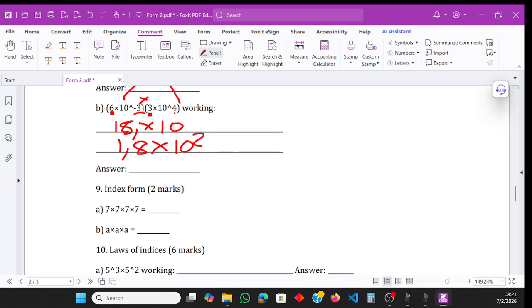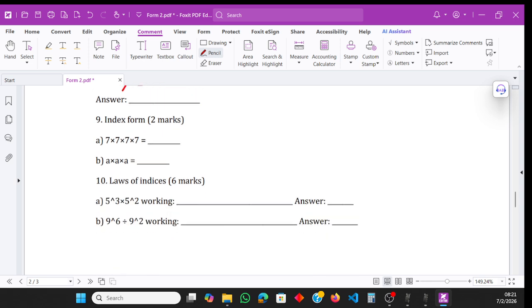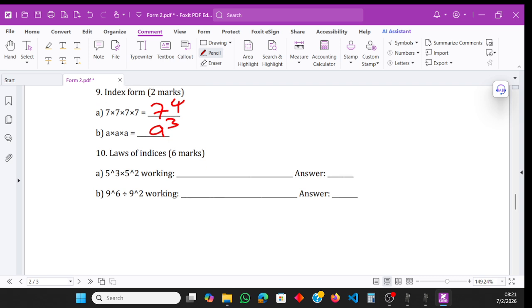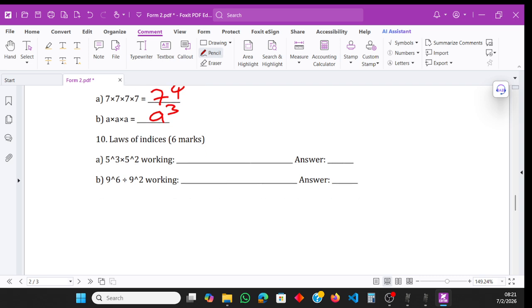Right, now we have index form. I've got a set of 7s multiplying themselves. So in this form, it's 7 to the power 4. I've got a set of 8s multiplying themselves. In terms of index form, it's 8 to the power 3. Then I've got laws of indices there. They are saying 5 to the power 3 multiplied by 5 to the power 2. This is the first law, product. So I'm going to take the common base 5. Then I just add the indices 3 and 2. It will take us to 5 to the power 5.